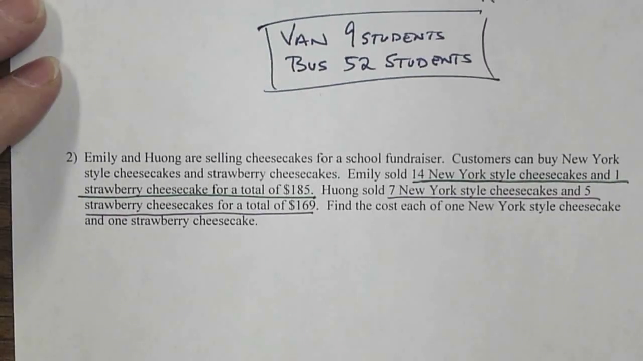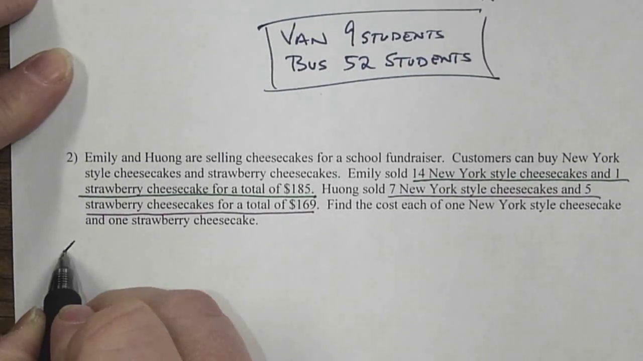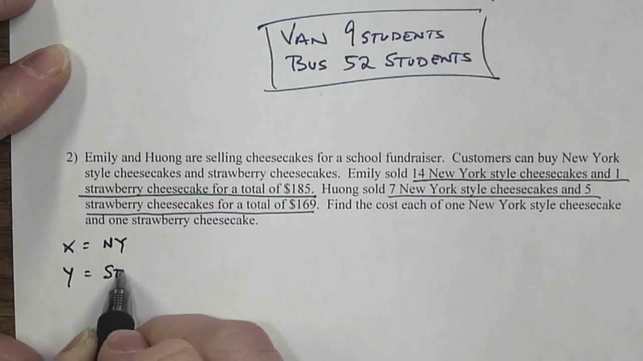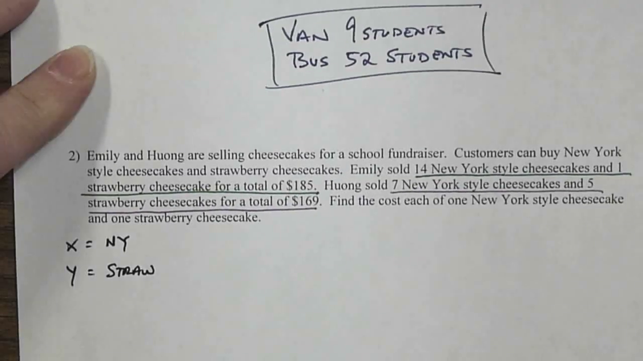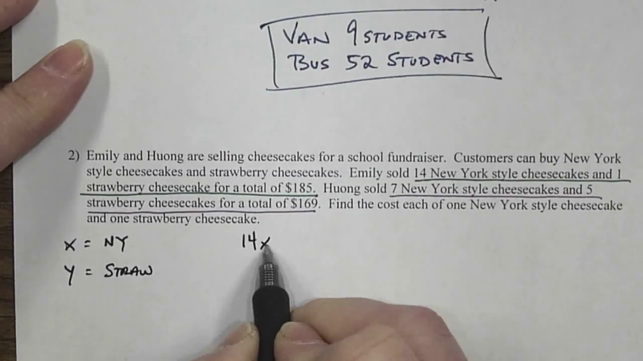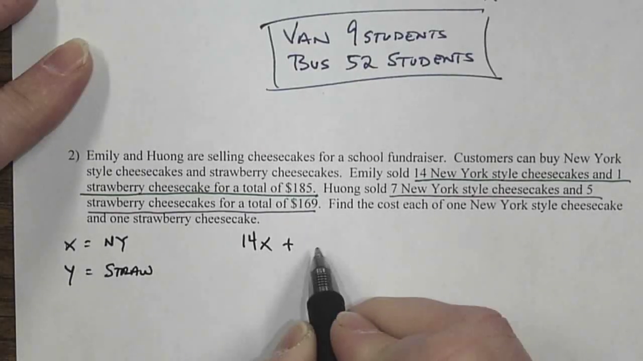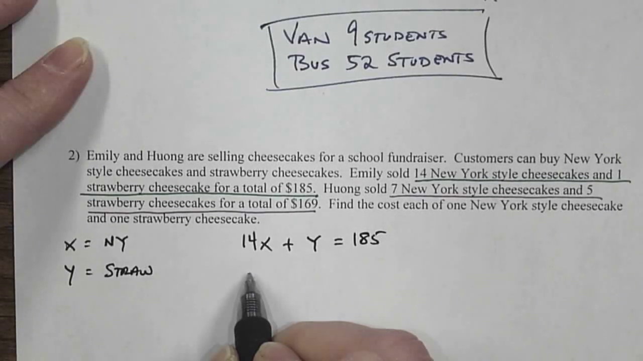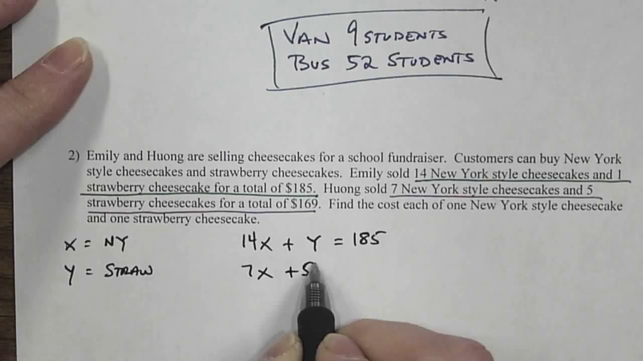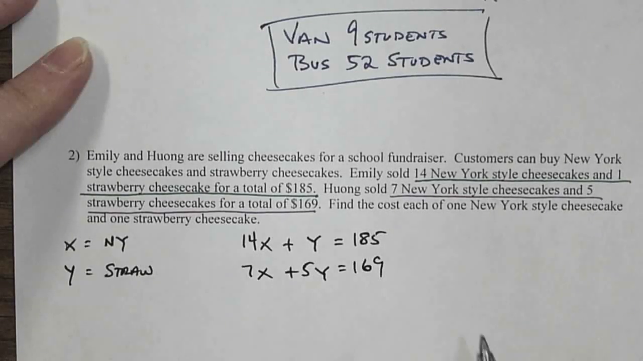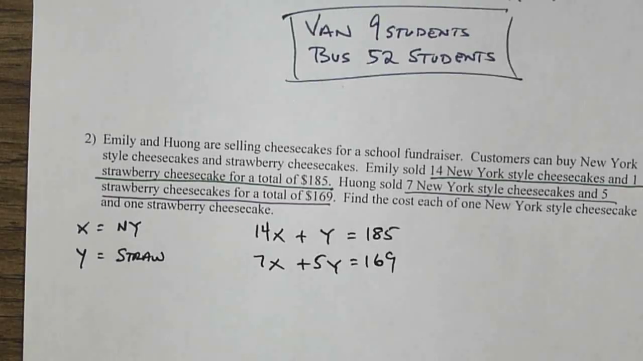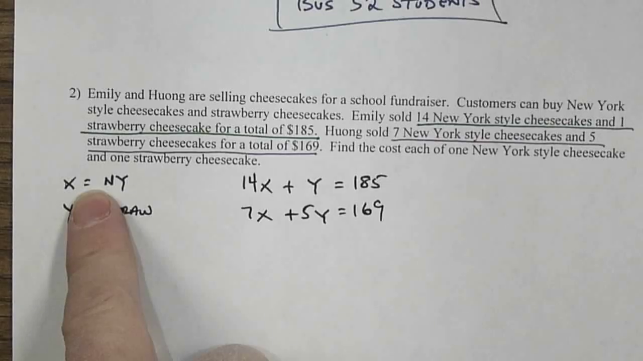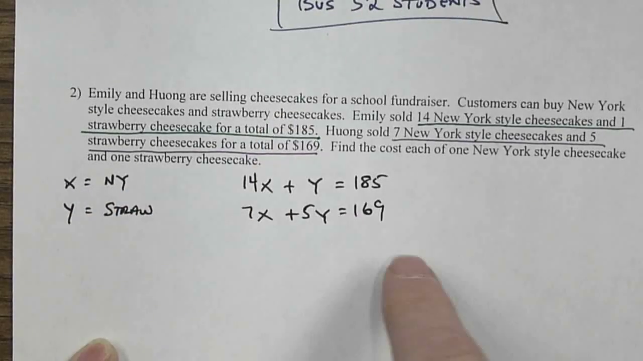So, all right, let's go here. I'm going to use my black this time, XY. I'm going to say X is the New York and Y is the strawberry. So 14 New Yorks, so 14 X's, plus 1 strawberry, so 1 Y, is $185. Whereas 7 New Yorks and 5 strawberries is $169. Again, I'm done with the word problem now. Read it, find out what you're trying to find with the question, and then translate to create two equations.